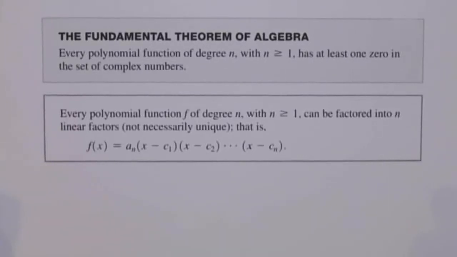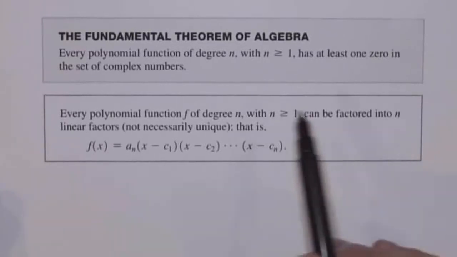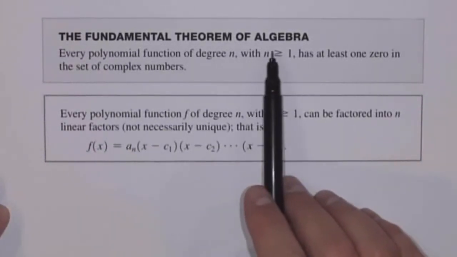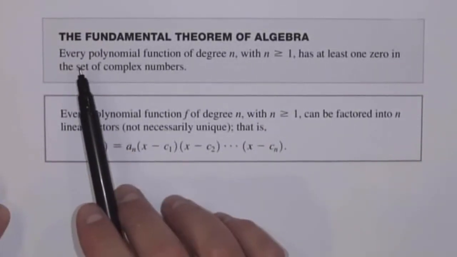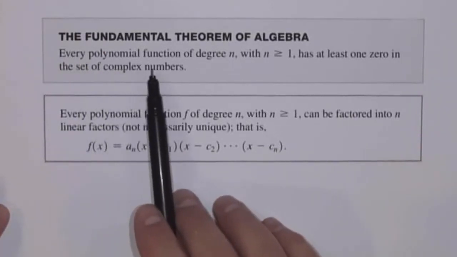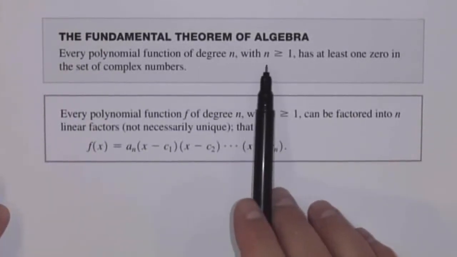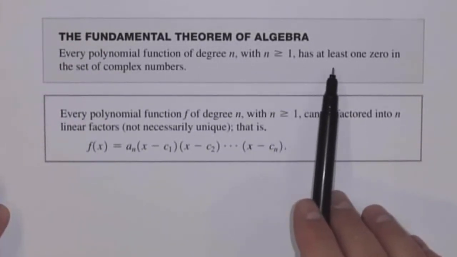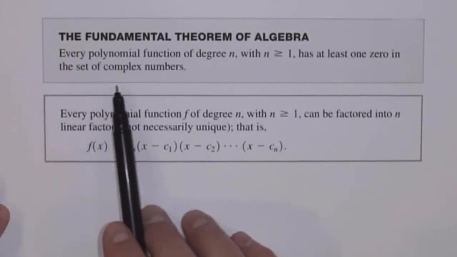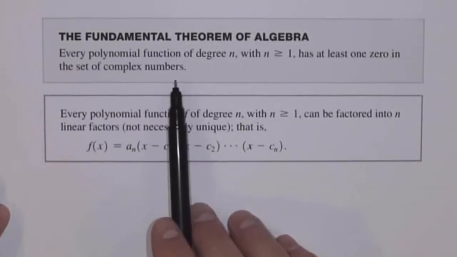In this video, we're going to look at theorems about zeros of polynomial functions. And we begin with the Fundamental Theorem of Algebra. The Fundamental Theorem of Algebra says every polynomial function of degree n with n greater than or equal to 1 has at least one zero in the set of complex numbers.